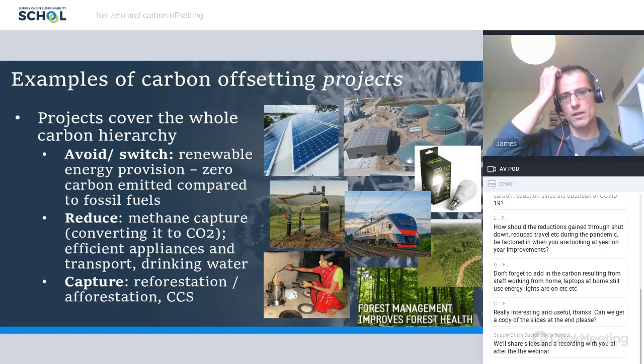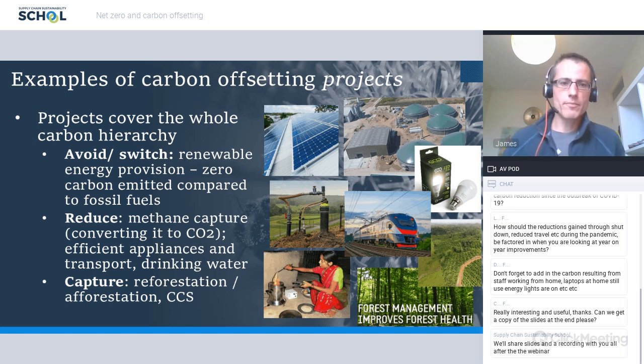Some examples of carbon offsetting projects. Using renewable energy, installing wind or solar is one way of doing that. So you can avoid or switch your carbon emissions to a lower source or a zero source away from fossil fuels. Reduction is a very common one. One of the prevalent ones is methane capture, whether that's off the back of a landfill site or anaerobic digestion or some other agricultural source, and converting it into CO2, you're reducing your greenhouse gas emission.